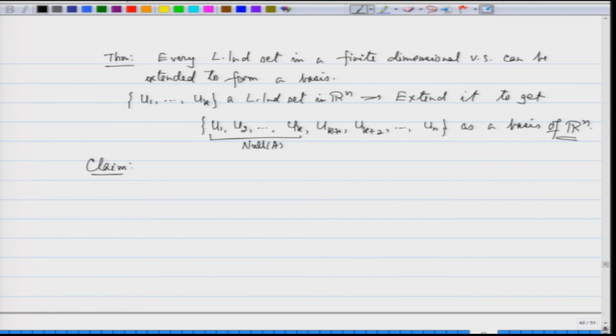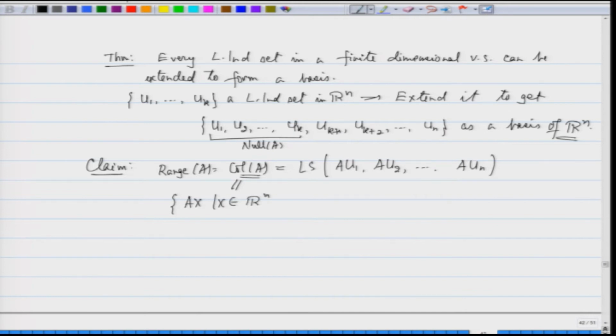So, look at things. What is the range of A? The range of A was nothing but the column space of A. How do I get the column space of A? I am claiming that this is nothing but the linear span of the vectors A of U1, A of U2, ..., A of Un. Why am I saying this? Because if I want to look at the column space of A, by definition the column space of A is Ax, x belonging to Rn. Is that okay?